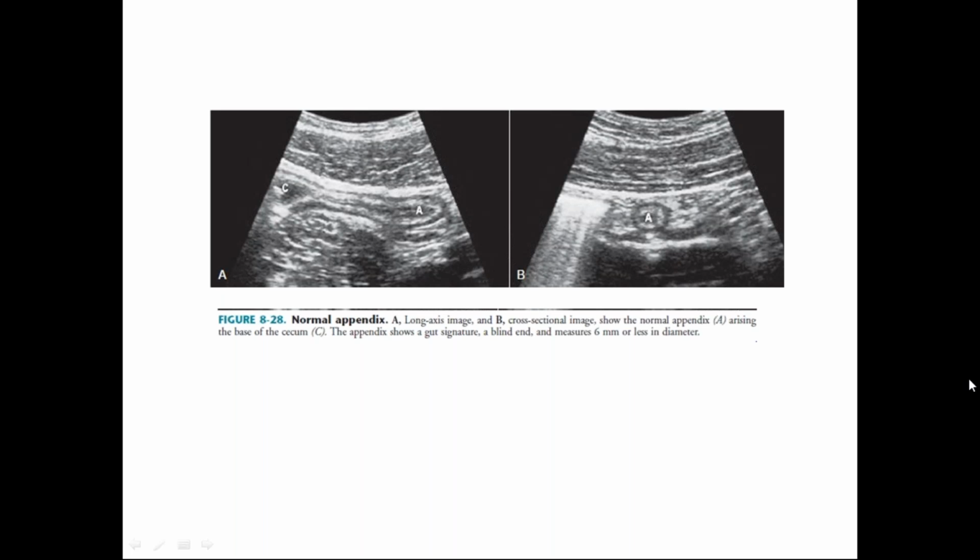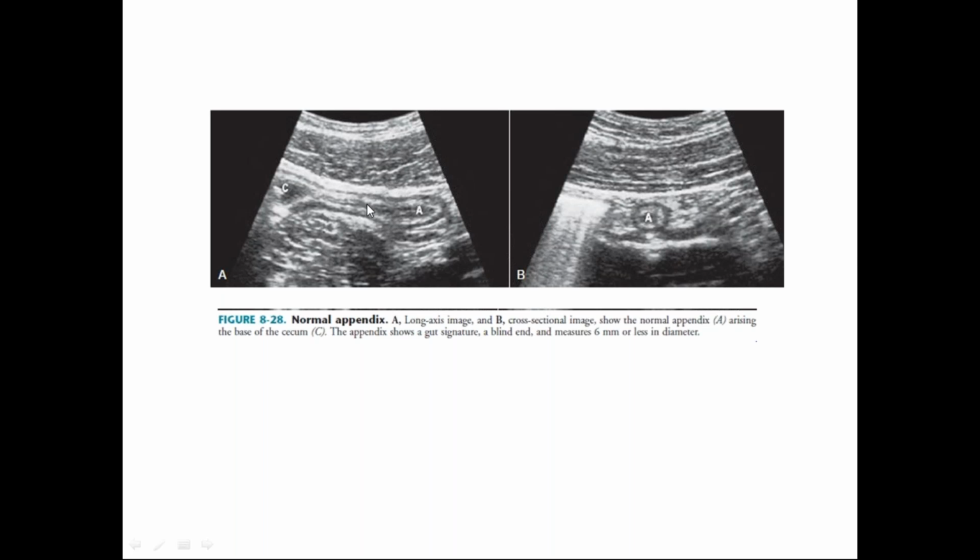This is how a normal appendix looks like in the ultrasound, which is a blind ending sac, and usually shows all the 3 layers of the wall. And this is in the longitudinal section, and this is in the axial cross section.